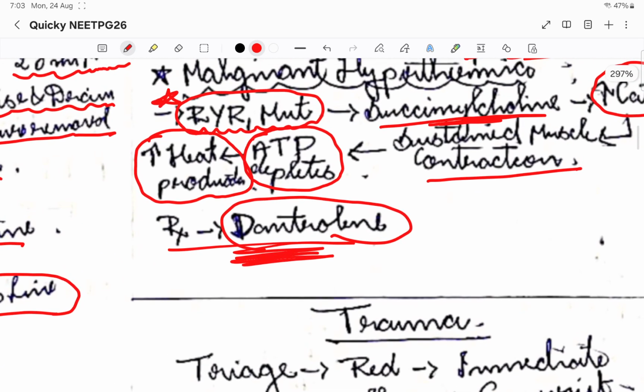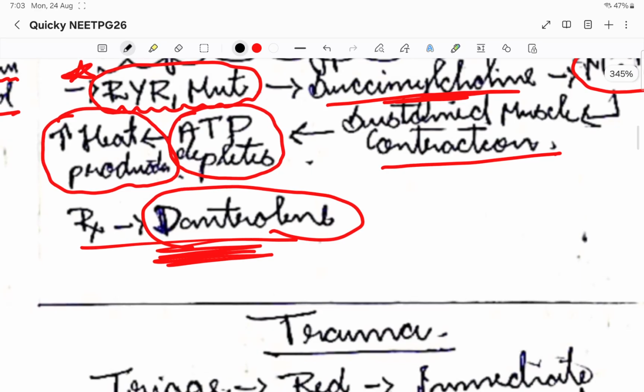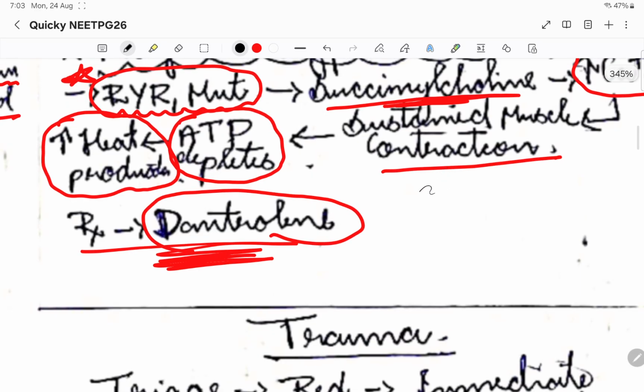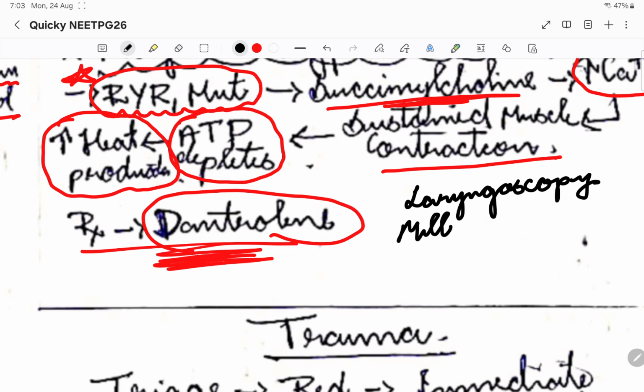Another thing with regards to anesthesiology that I want you guys to learn is intubation, right? During intubation we use laryngoscopy. There are two kinds of laryngoscopy, that is Miller's and Macintosh. I want you guys to know the difference between them.